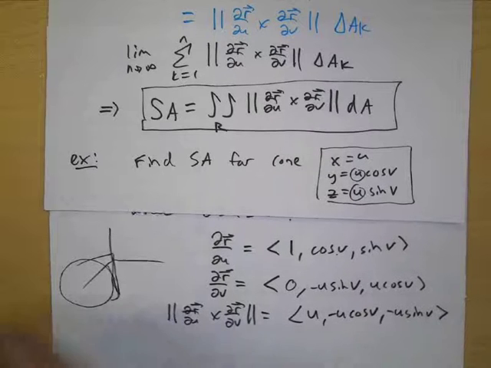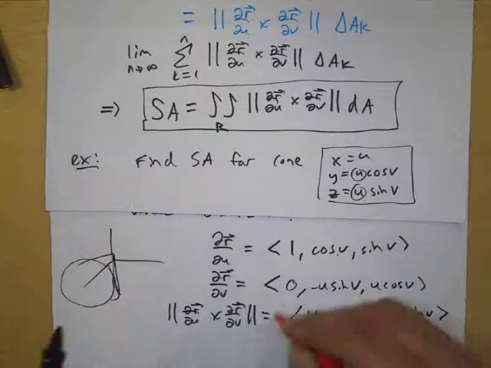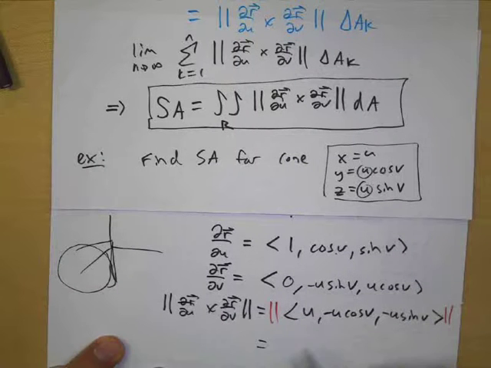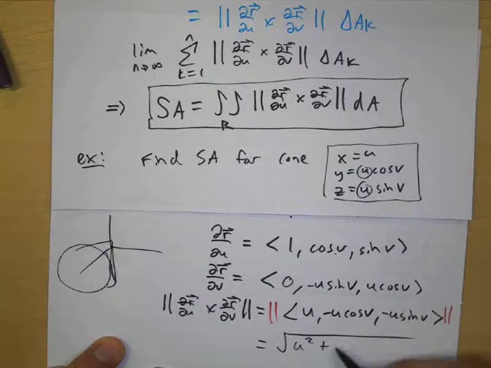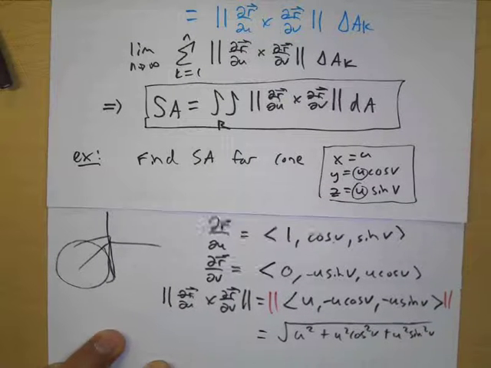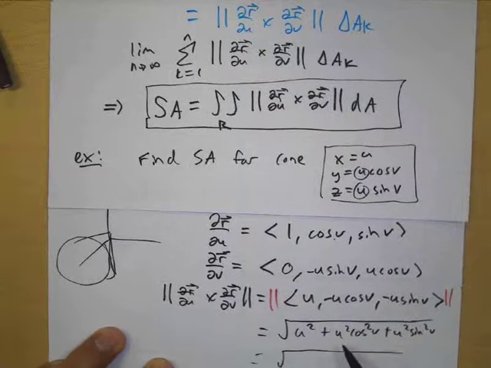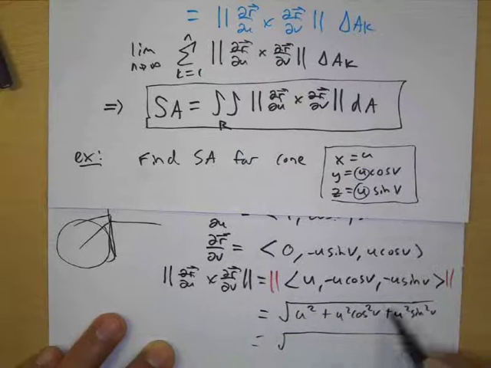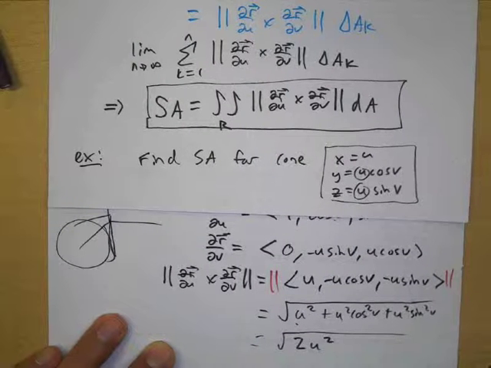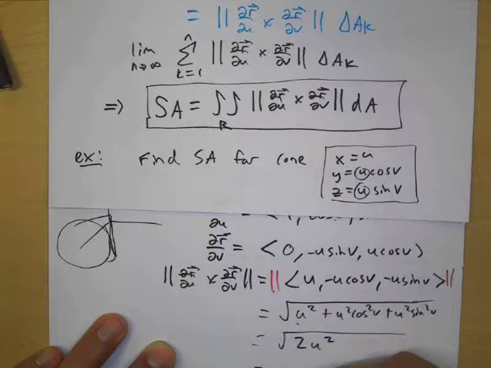So now we want to find the magnitude of that still, right? Which would be the square root of u squared plus u squared cosine squared v plus u squared sine squared v. If you factor out a u squared from the last two terms, you just get u squared plus u squared, which is 2u squared, so this is just root 2 u.